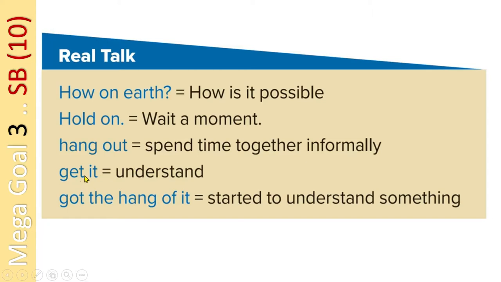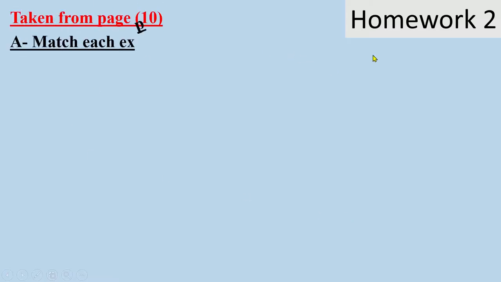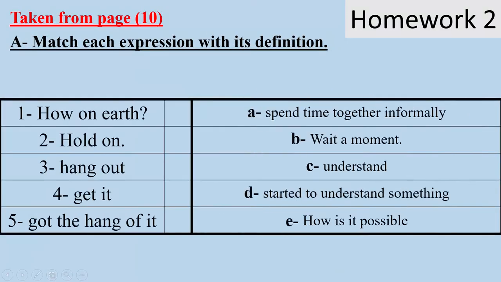Get it, meaning understand. Got the hang of it, to start to understand something and be able to do it. Okay, now this is the homework. This is homework too. Students must write this in the copybook. Match each expression with its definition. Number one, how on earth. Number two, hold on. Number three, hang out. Number four, get it. Number five, got the hang of it. A, spend time together informally.